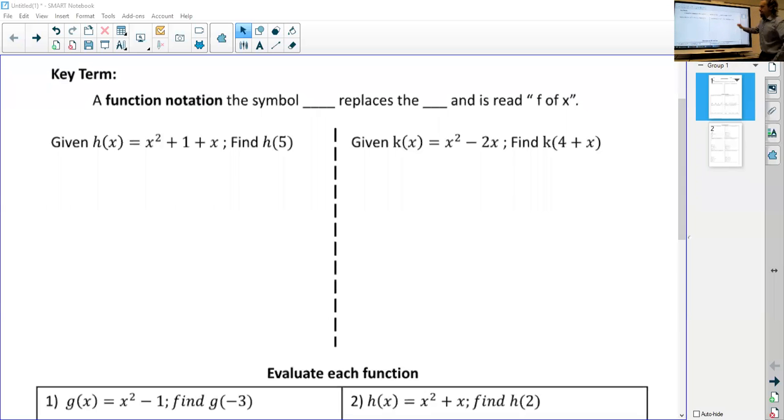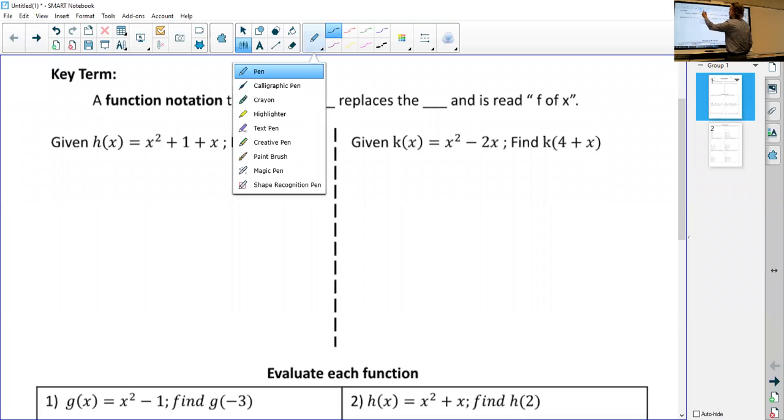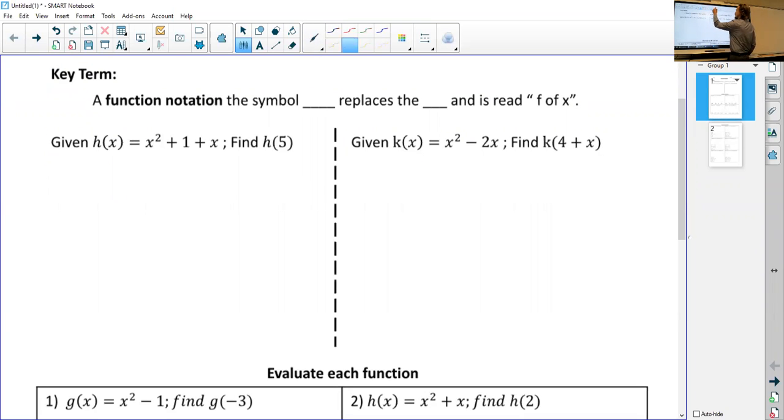Okay. A little bit different stuff today. Function notation. Hopefully you did a little bit in Algebra 1, so it should just be a little bit of a review. So function notation, the symbol, and I think what they're going for, since I say f of x at the end, is the symbol f of x.